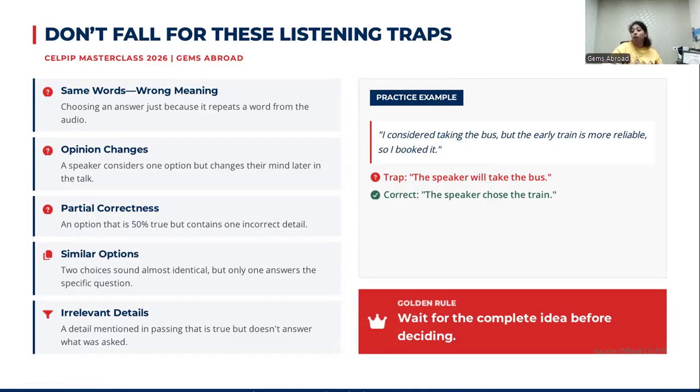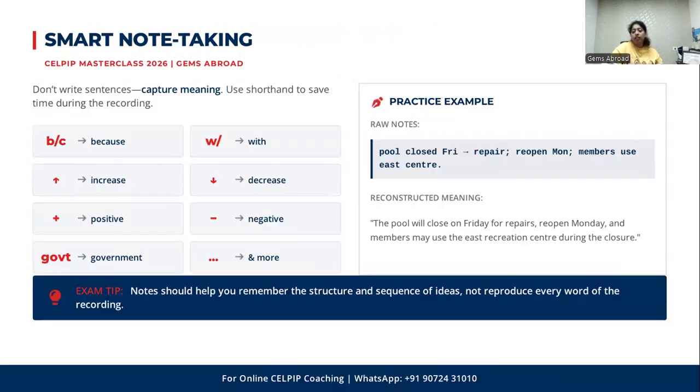So these are some of the common traps. Now, let's talk about note taking. The biggest mistake students make is writing down each and everything they hear in the audio. Your notes should capture meaning, not every sentence.